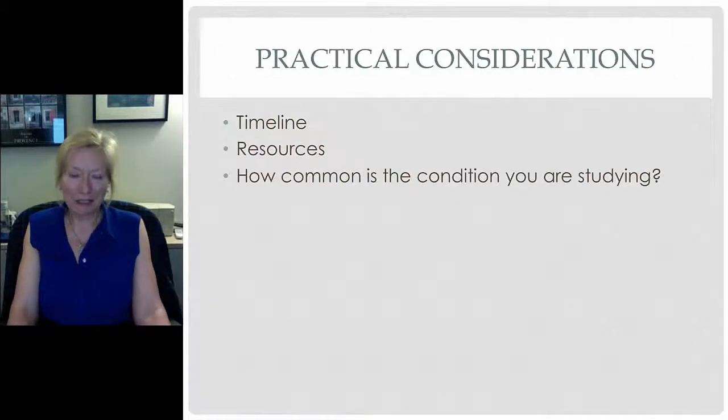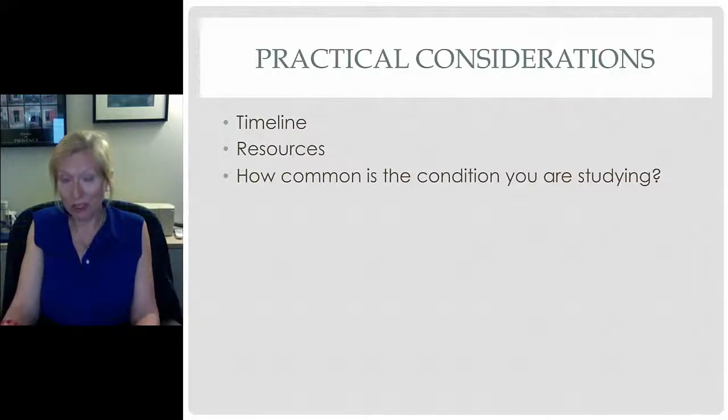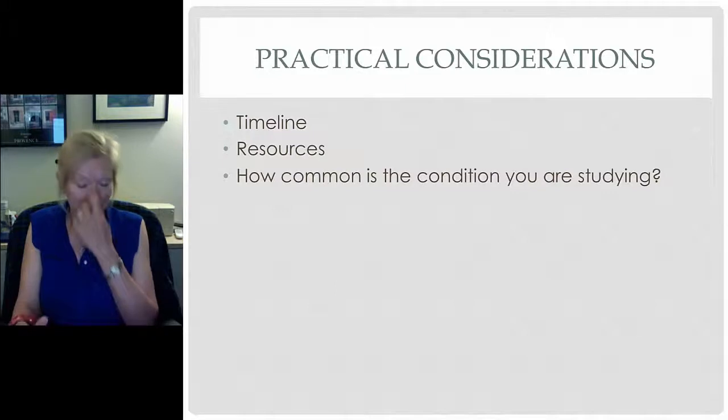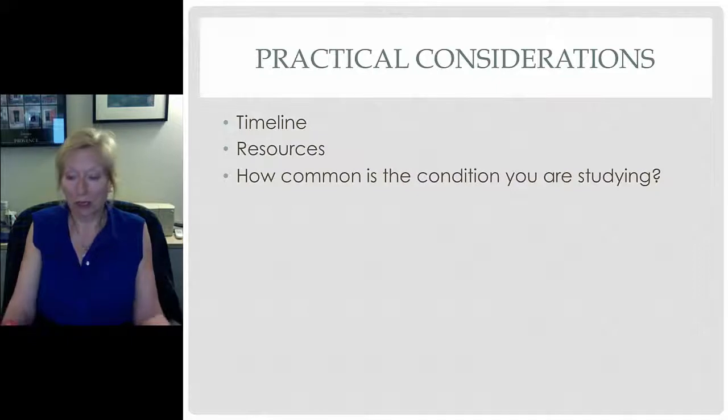So practically, when you've narrowed some ideas down, you then have to start thinking about the practical things. Think about your own timeline. Are you going to have time to do this project? What resources are needed? And how common is the condition? If you're looking at a condition that you want to study and it's very, very rare, then you might only be able to find a few patients or clients that have that condition, and you might decide to hone your study down, doing a case study on one person or one family rather than a larger study.